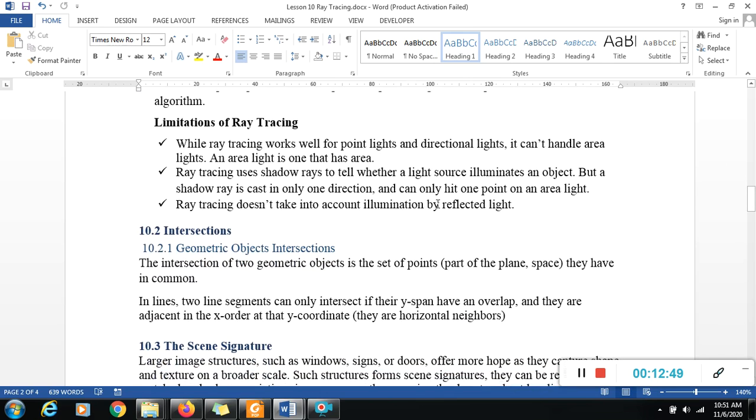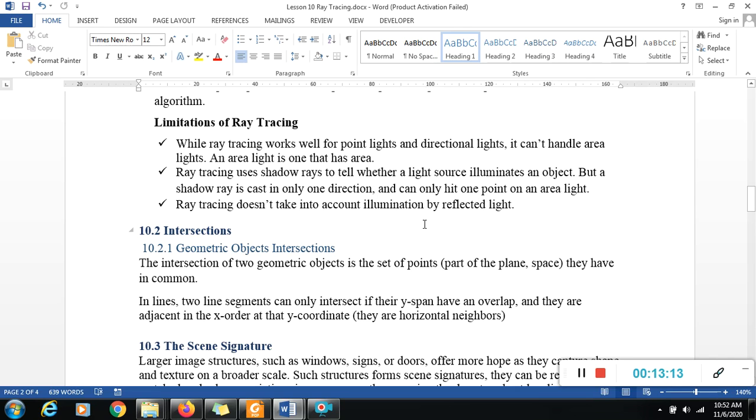We have a number of limitations in ray tracing. While ray tracing works well for point lights and directional lights, it can't handle area lights. An area light is one that has area. Ray tracing uses shadow rays to tell whether a light source illuminates an object, but a shadow ray is cast in only one direction and can only hit one point on an area light.